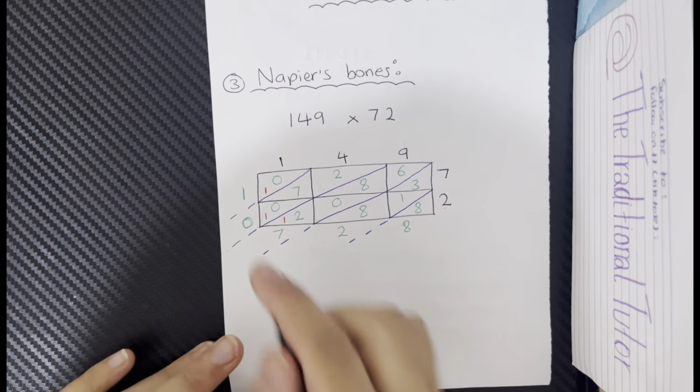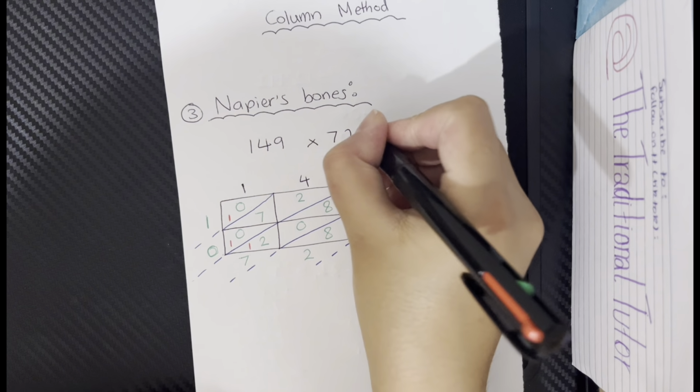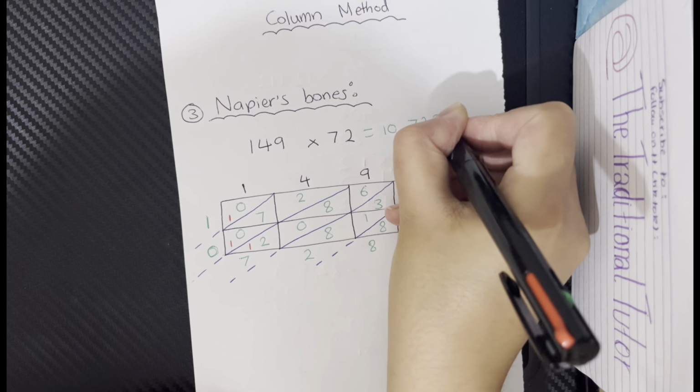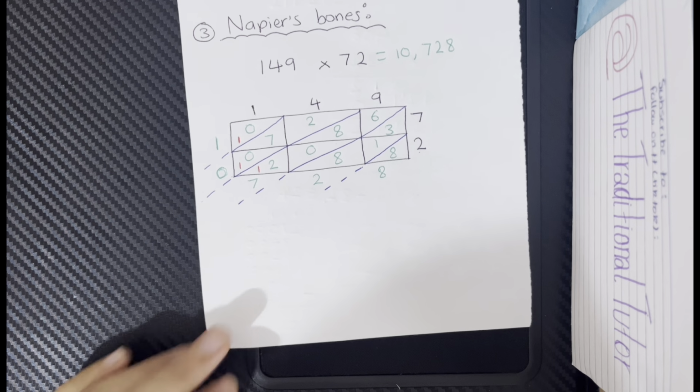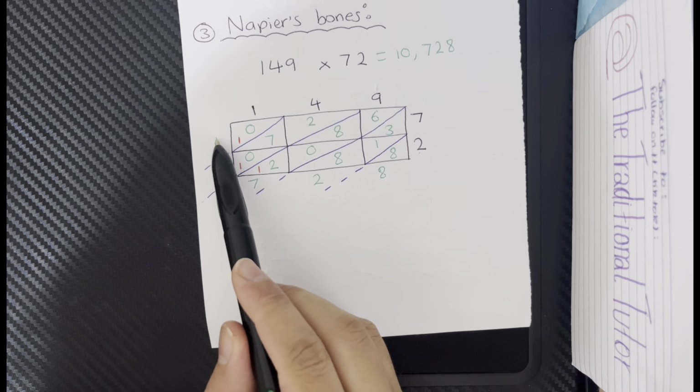Okay, and my answer, if I just read across like this, starting from here, is 10,728. Okay, so the way to read your answer is just starting right from the top of your diagonals and just going downwards. It's almost like an L shape.